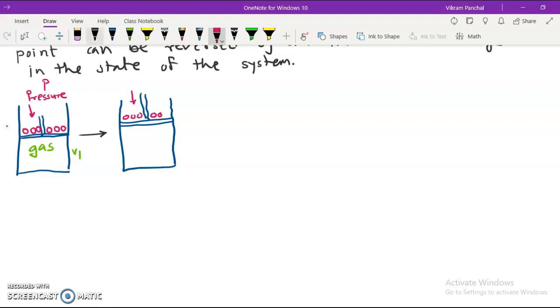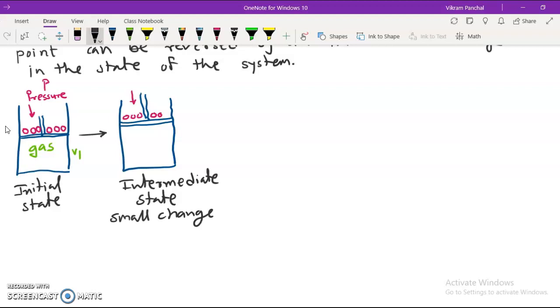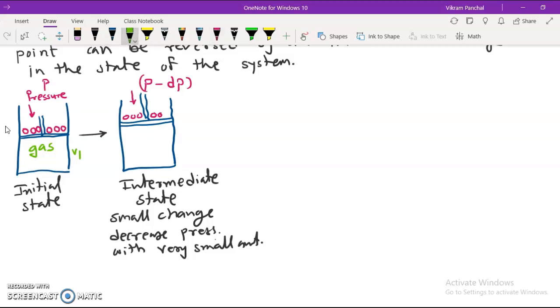This is the initial state, where the pressure is P. Now this is not a final state. Remember, it can be one of the intermediate states, where we have made a very small change. What change did we make? We decreased pressure by a very small amount, by removing one pebble only. Suppose the decrease in pressure is dP, then the pressure in this condition is P minus dP. Because of the slight change in pressure, pressure decreases, therefore volume definitely increases.